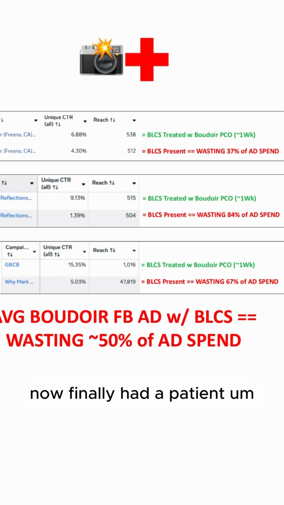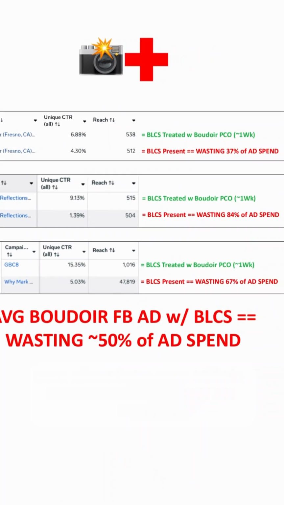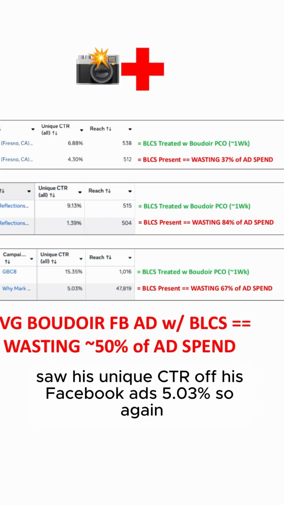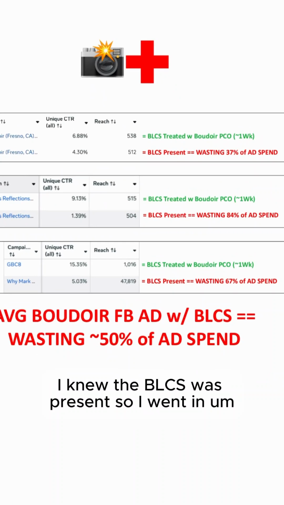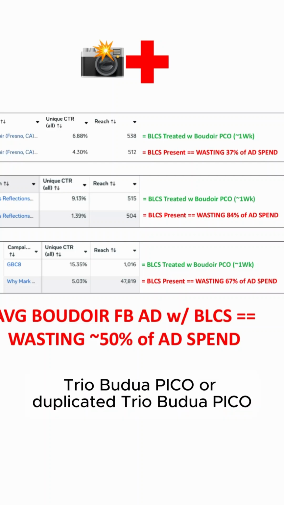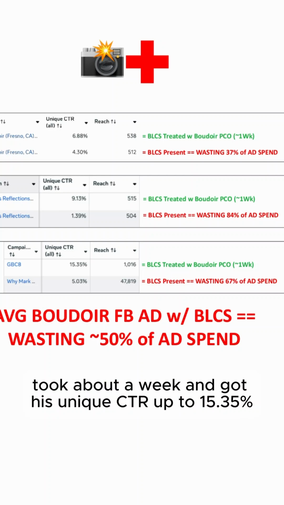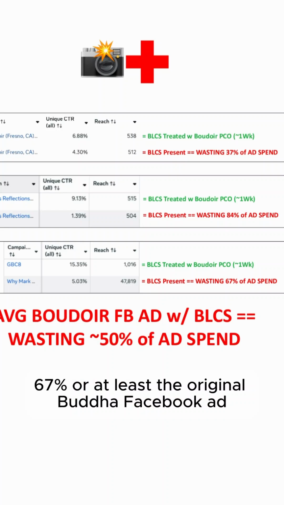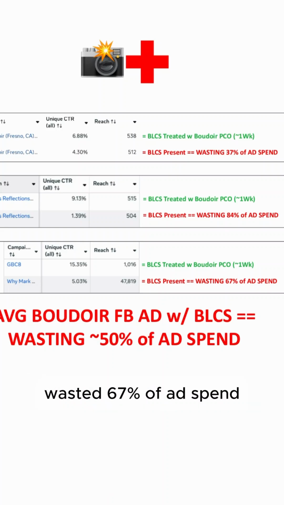Now, I finally had a patient whose unique CTR all of his Facebook ad is 5.03%. So again, I knew the BLCS was present. So I went in, duplicated, treated with Boudoir Pico, took about a week, and got his unique CTR all up to 15.35%. So I found out he was wasting 67%, or at least the original Boudoir Facebook ad was wasting 67% of ad spend.